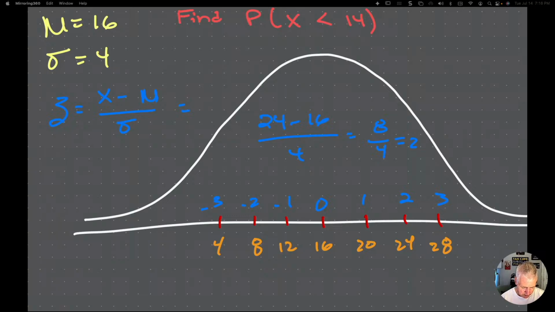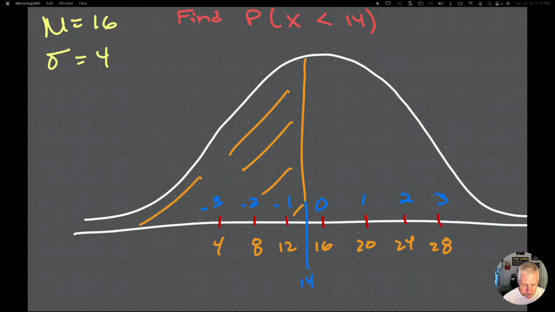What's going to be right in the middle here? That's going to be 14. So basically what we are looking at, sketch-wise, is the probability that our x value falls between that vertical line and negative infinity. So what is the area between negative infinity and 14?